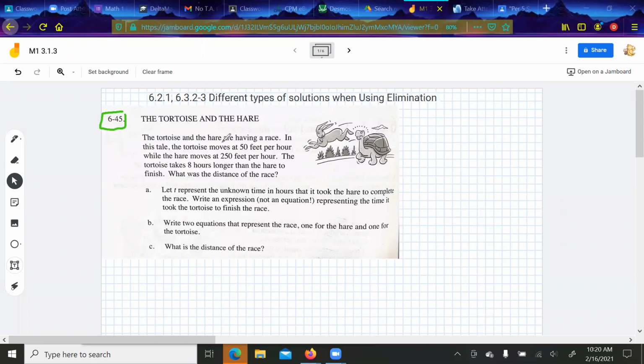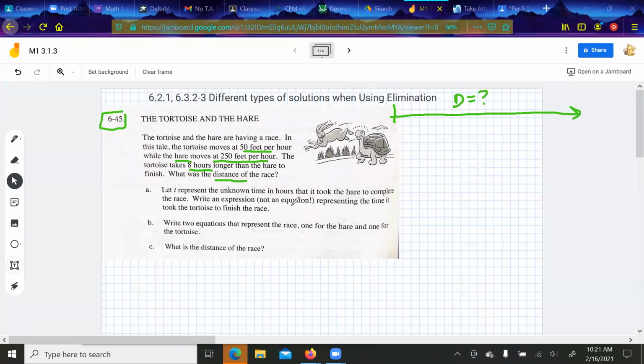Let's see. The tortoise and the hare are having a race. In this tale, the tortoise moves 50 feet per hour. So that's how fast the tortoise is going. While the hare, the bunny, moves 200 feet per hour. The tortoise takes 8 hours longer than the hare to finish. What was the distance of the race? Okay, so we want to know how long the race was. We don't know, you know, they raced some distance and we don't know what that distance is, right? So let T represent the unknown time in hours that it took the hare to complete the race.